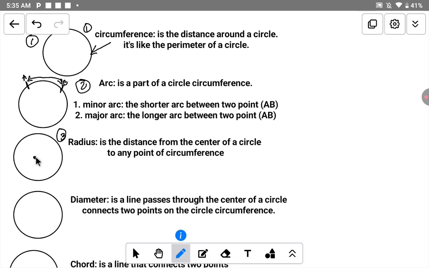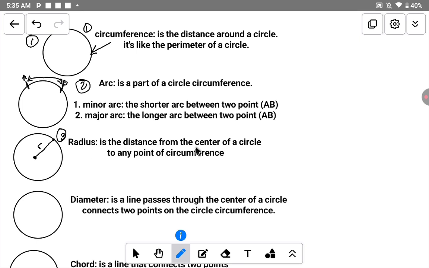The distance from this point, the center of the circle, to any point on the circumference, here to this place, is called a radius. To any point on the circumference that touches it here is a what? A radius. It can also be from this place to this place, also a radius. From this place to this place, also a radius.